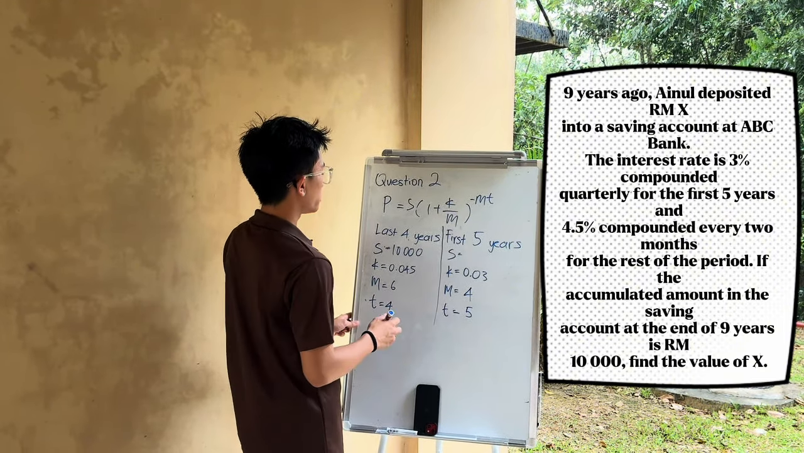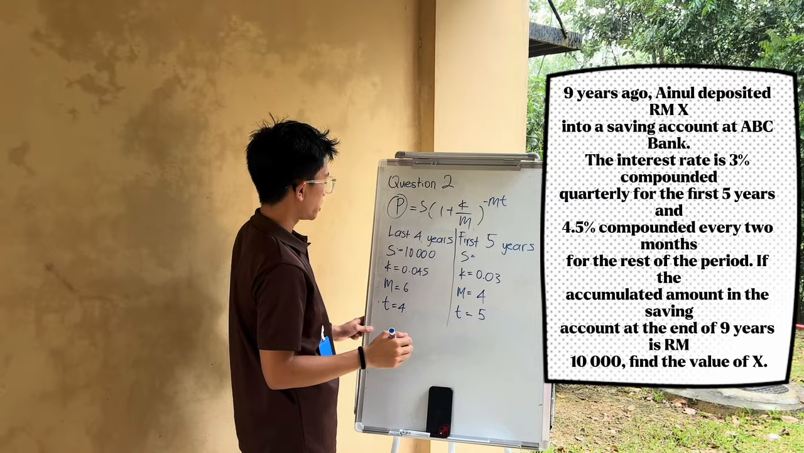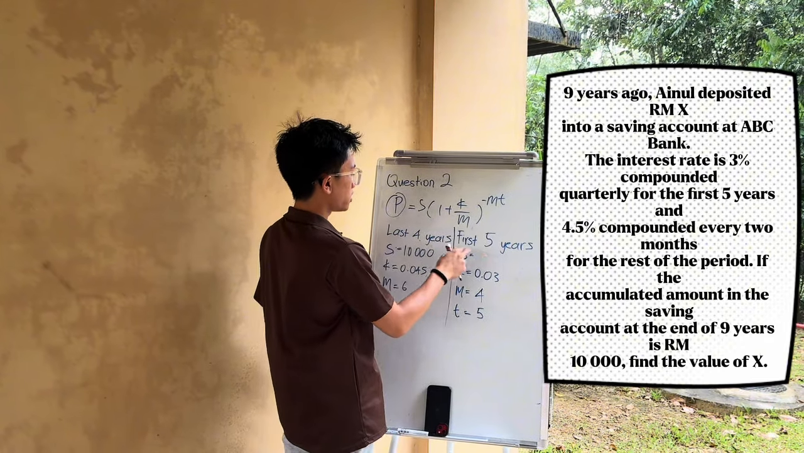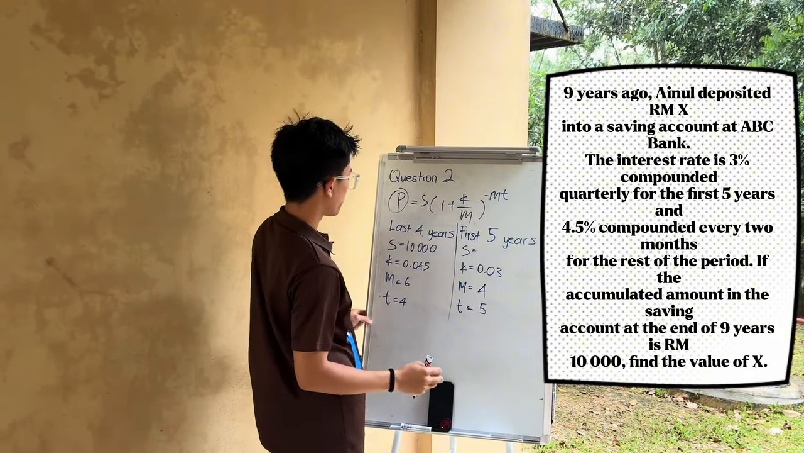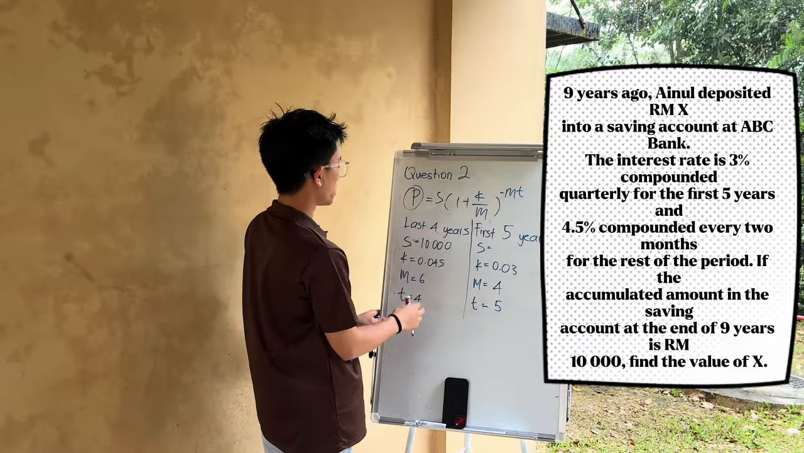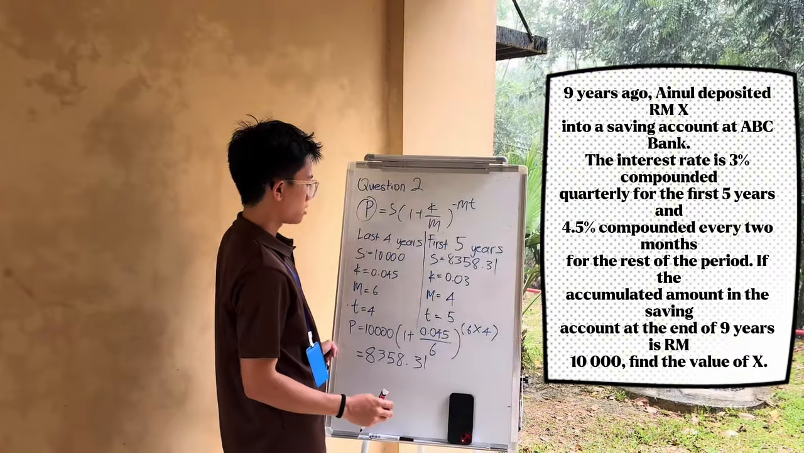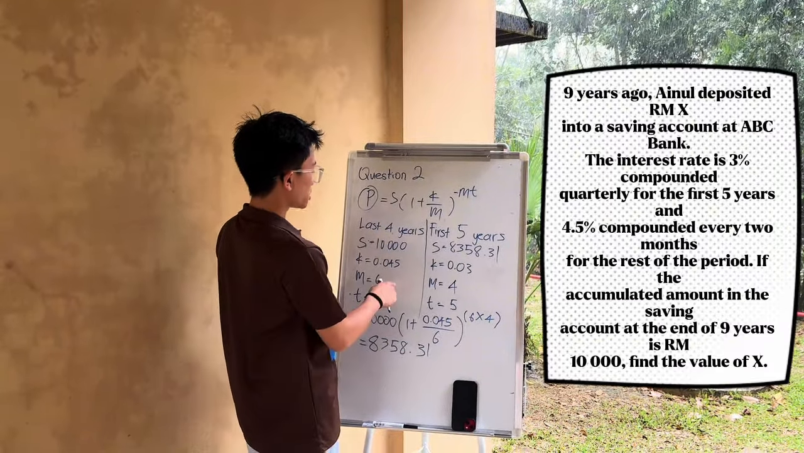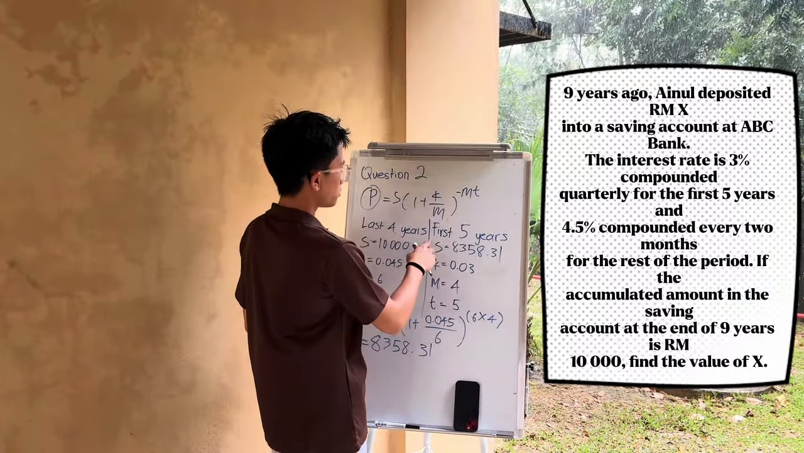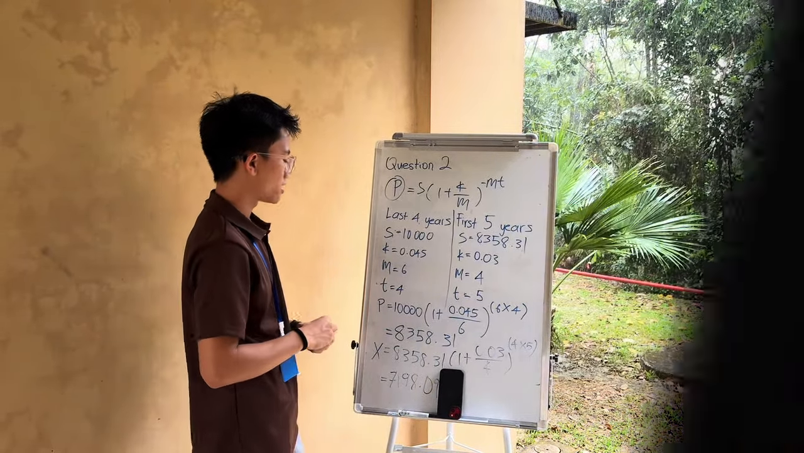Okay, for question 2, this is the solution. In order to find X, which is P in the question, we need to find the present value of the last 4 years and then the first 5 years. So using the amounts from the question, we apply them to the formula. This is the solution for the last 4 years. Now, using the amount that we get from the last 4 years, we apply the same formula to the first 5 years.